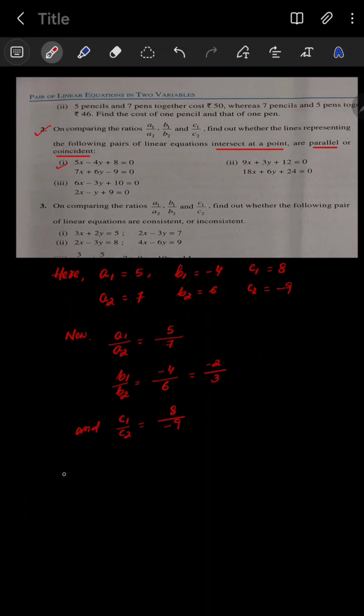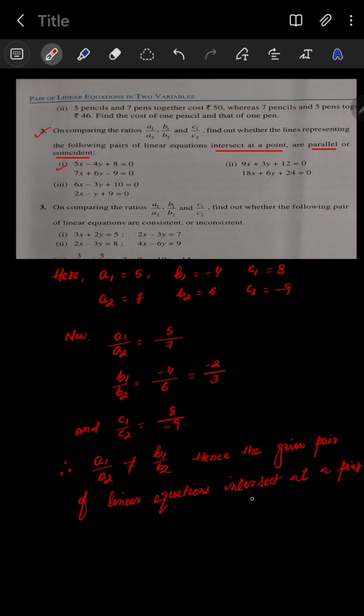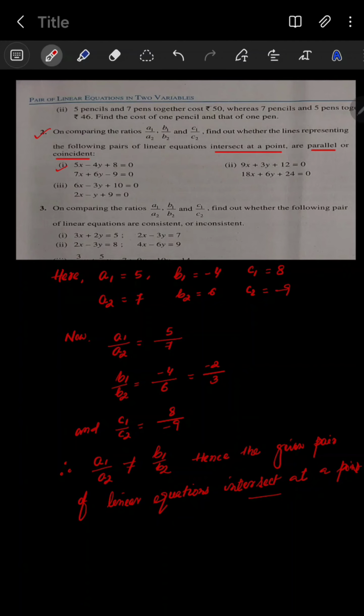If you observe the values we got here, the ratio of a1 by a2 is not equal to b1 by b2. And the condition we saw is, if a1 by a2 is not equal to b1 by b2, then they intersect at a point. So we will write, hence the pair of linear equations intersect at a point. Okay, so this is your final answer.